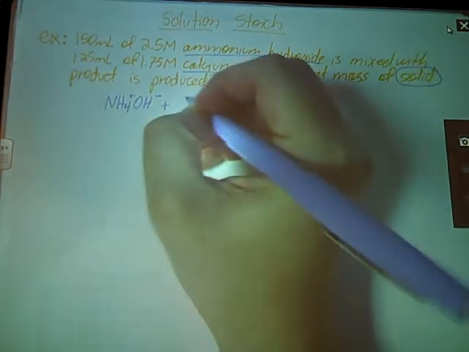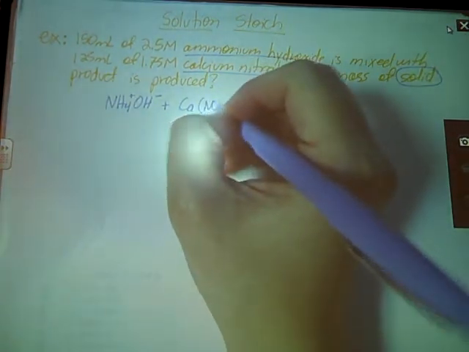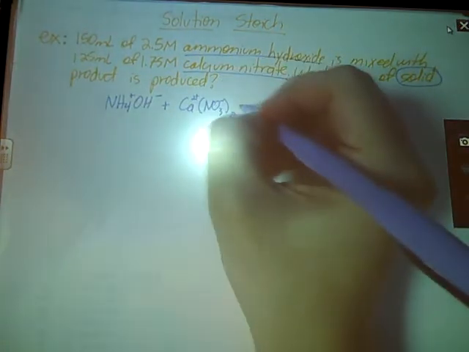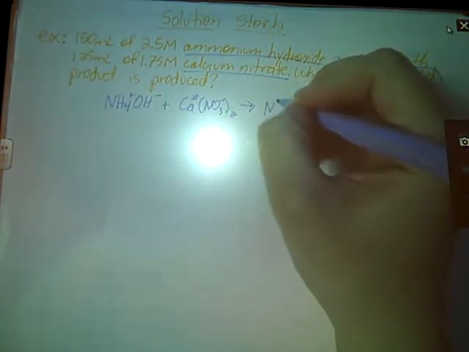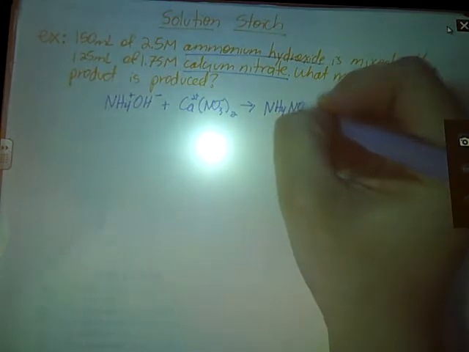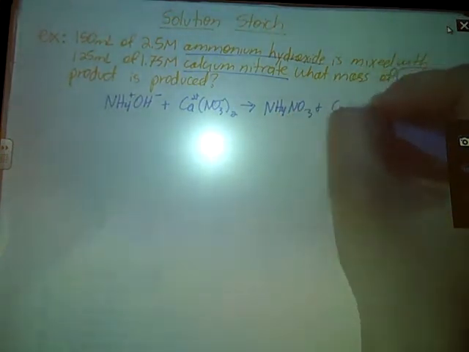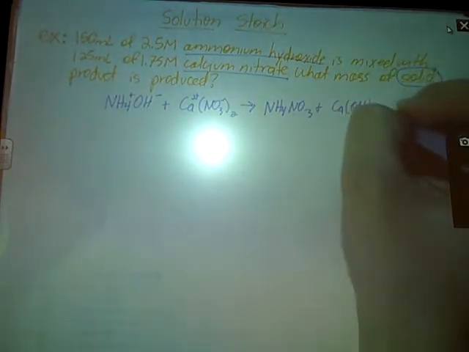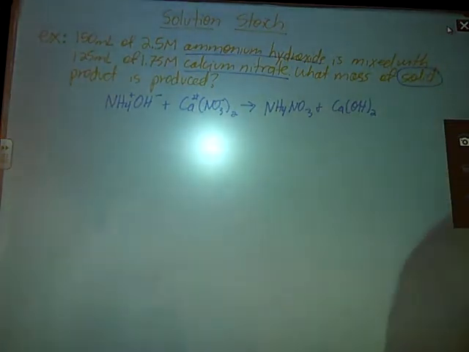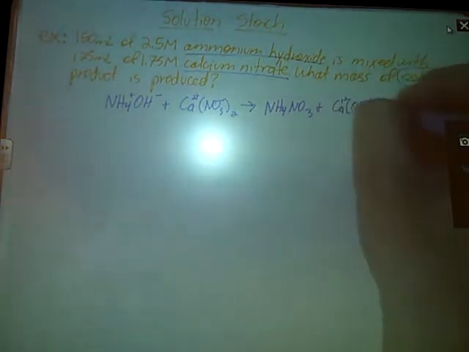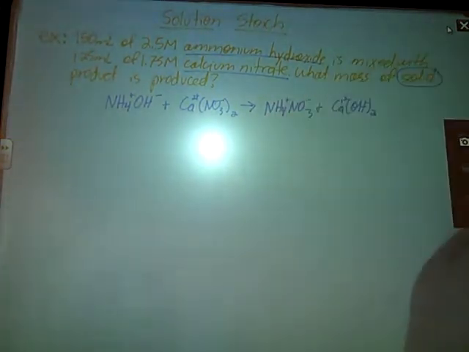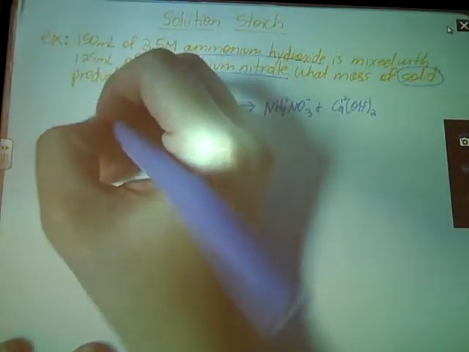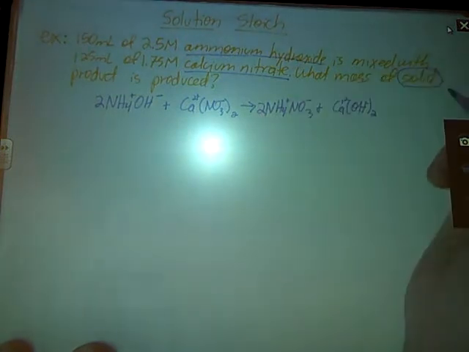is reacting with calcium nitrate. This is a 1, this is a 2, so I need 2 of these. So let's see here. NH4 goes with the NO3, and calcium goes with the hydroxide. There we go. Plus 2, minus 1, plus 1, minus 1. Balance that real quick. 2 there, 2 there. That was easy.